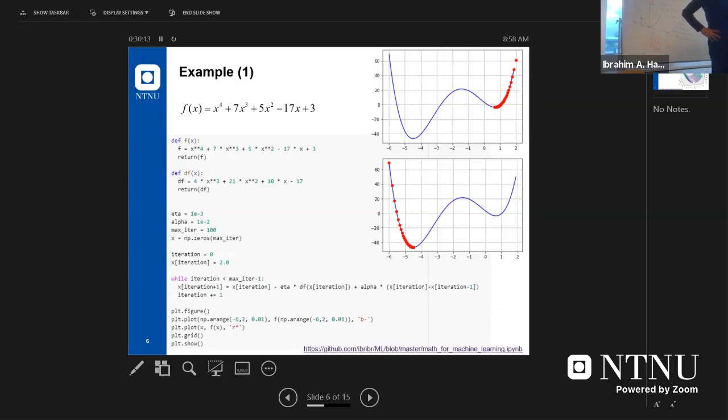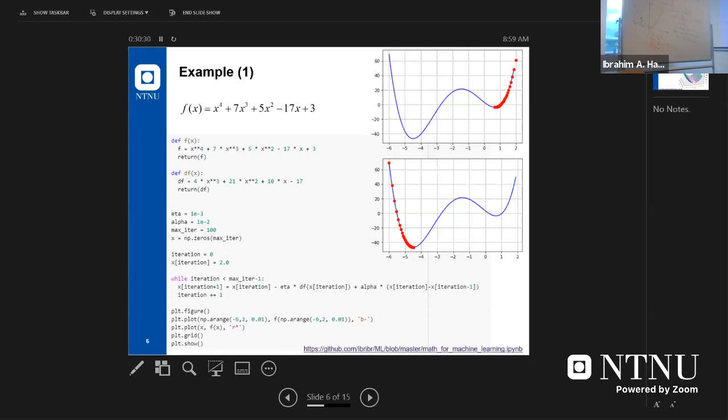We need to accept this. It depends on the starting point. When we start at random from different locations, if we are lucky, we will reach this point. If we are not lucky, we will stop here. This is also the problem of optimization, right? Because we solve an optimization problem.